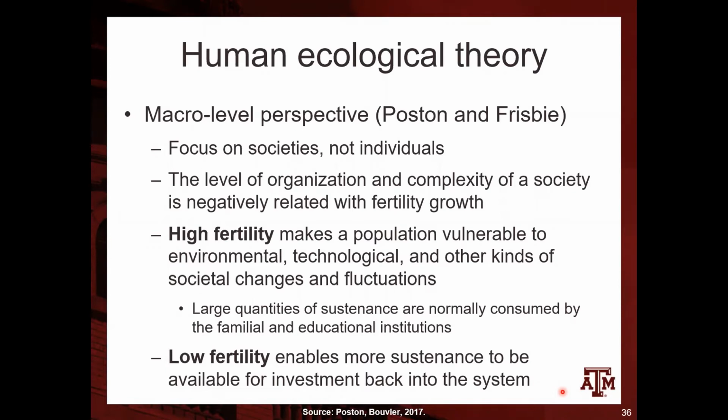So we try to understand why societies start to have fewer children by looking at the aggregate level information, not on individual decisions. So the level of organization and complexity of a society is negatively related with fertility growth. As societies start to be more complex, with more division of labor, and more time we all have to have good education, to get a good job, that all is related to having fewer children, delaying marriage, and so on. High fertility makes the population vulnerable to environmental, technological, and other kinds of societal changes and fluctuations.